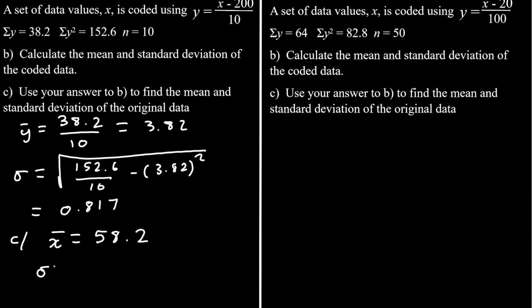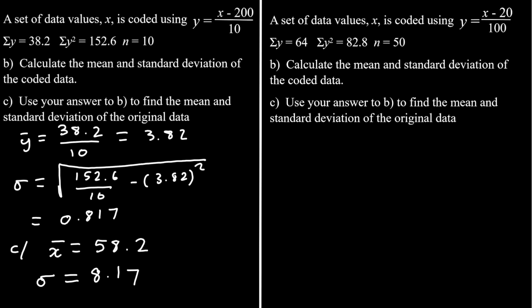For the standard deviation, adding or taking away isn't going to change anything. So we've only got to worry about the 10. So to get rid of a divide by 10, we times by 10. It's going to be 8.17. So the 200 doesn't affect the standard deviation. Taking away 200, the spread is going to stay the same, but the dividing by 10 will divide the spread by 10.